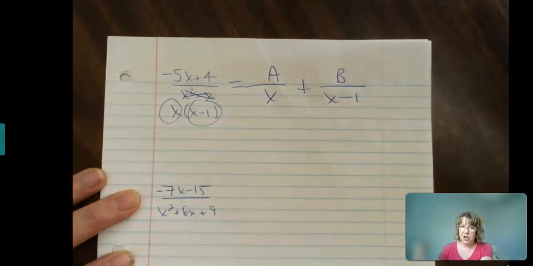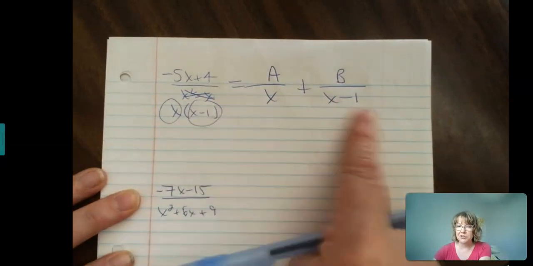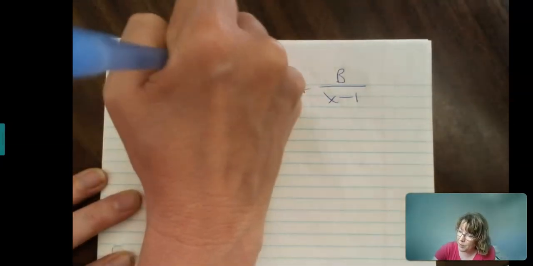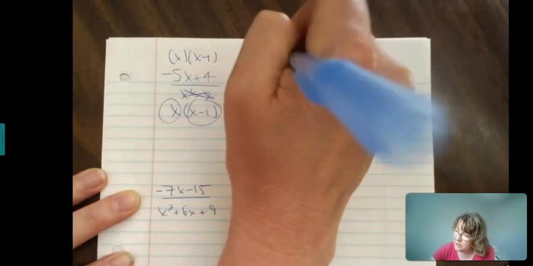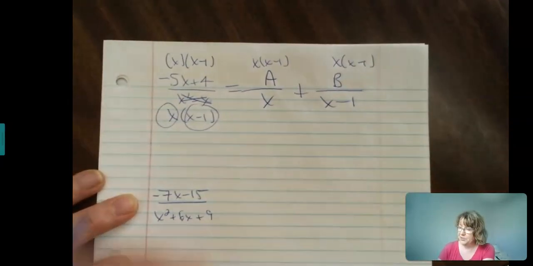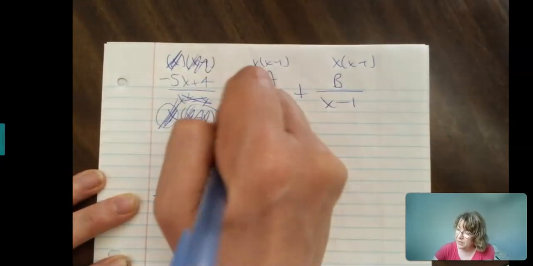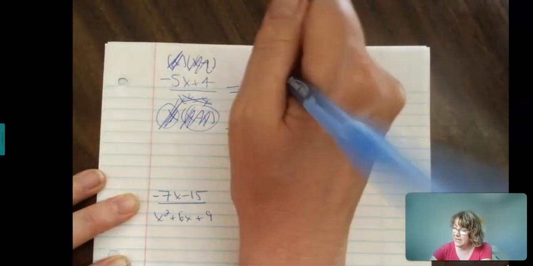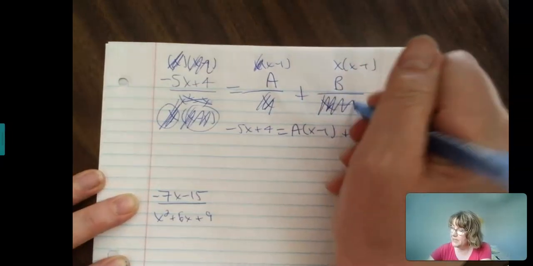Step number 1 is you're going to clear the fractions, because remember with rational equations, we don't like fractions. So I am going to multiply everything, both sides, because you have an equation, a left side and a right. Everything is going to get multiplied by that common denominator. Notice here the x cancels, x minus 1 cancels. I should get negative 5x plus 4 on that side. Here, just the x cancels. I get A times x minus 1. Here, the x minus 1 cancels.